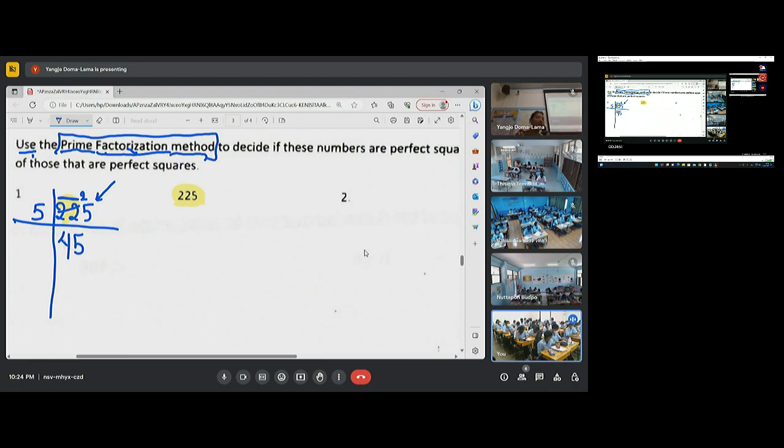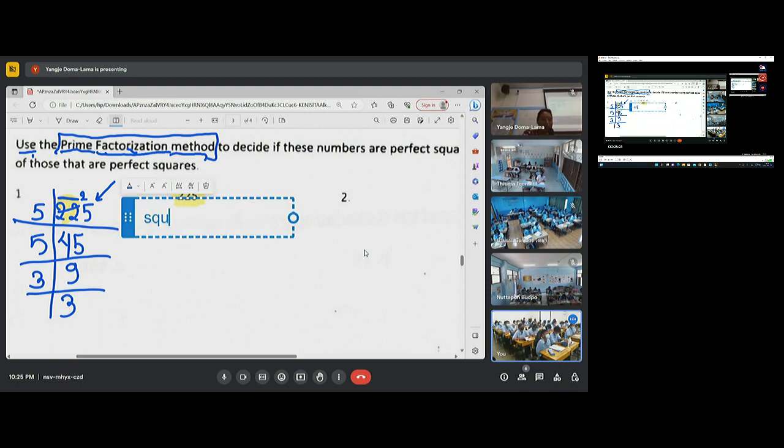5, again 45 can be divided by 5. How many? 5, how many times? 9. Who is saying 3? Who said 3? At least he is focusing on the screen. Okay, 9. 9 can be divided by 3, 3. So this is prime factorization method. Understand? Yes? What we have to find? We have to find the square root.